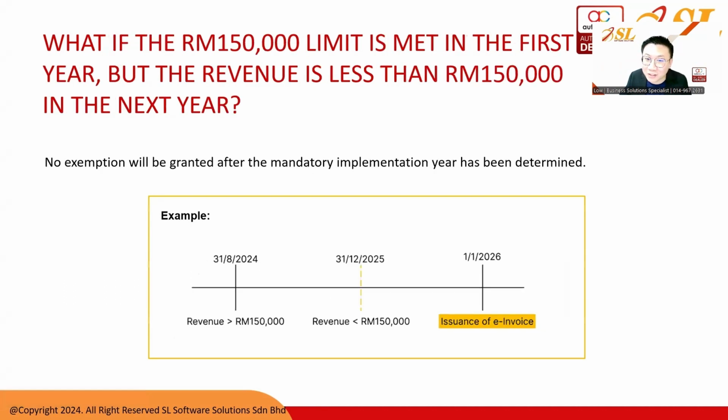And the guideline also mentions the case in the middle, tengah. So there is one business that suddenly, in the second year, in 2024 you have very good business, more than 150. And then in 2025 your business is below 150. Then how? Once you hit it, then you need to start in the second year, and then continue doing the invoice, no U-turn, no reverse. This is the whole concept of e-invoice.